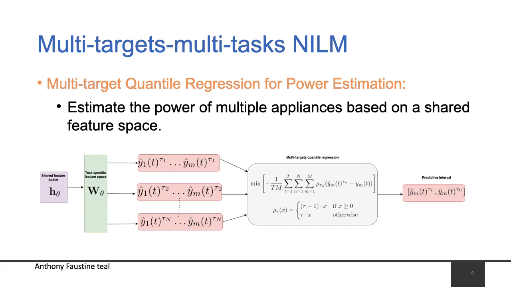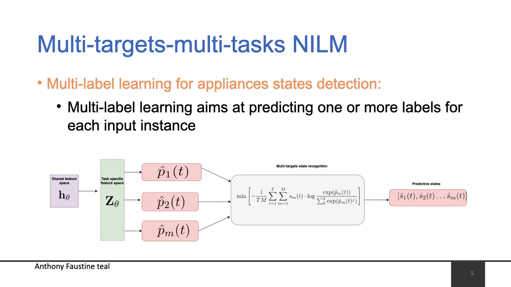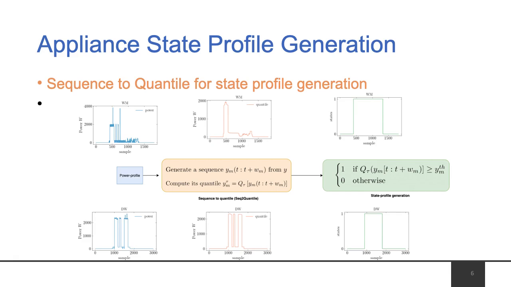We make use of multi-target quantile regression to estimate power consumption of multiple appliances. This allows us to exploit the statistical correlation among appliance power consumptions. We also make use of a multi-level classification approach to detect states of multiple appliances. To create an appliance state profile, we propose a sequence-to-quantile approach which generates the state of an appliance from the power profile of each appliance.